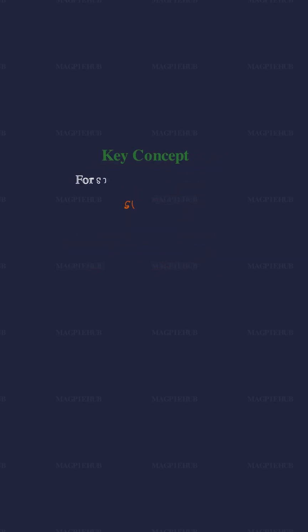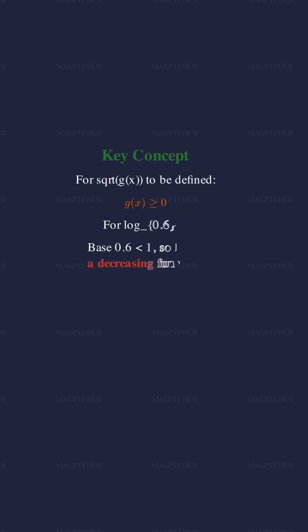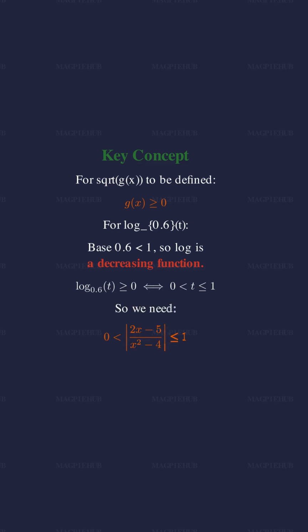Let us recall the key concept. For the square root to be defined, we need the expression inside to be non-negative. Now, since the base 0.6 is less than 1, the logarithm is a decreasing function. So log base 0.6 of t is greater than or equal to 0 only when 0 is less than t and t is at most 1. Therefore, we need the absolute value of (2x minus 5) over (x squared minus 4) to lie in the interval 0 to 1, inclusive of 1.